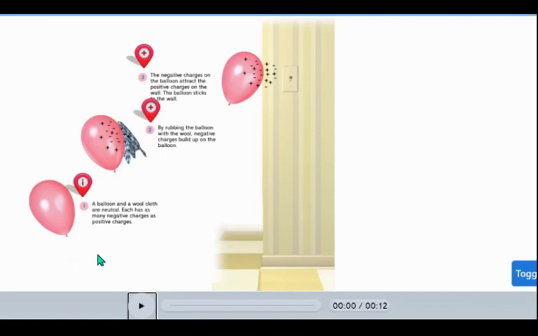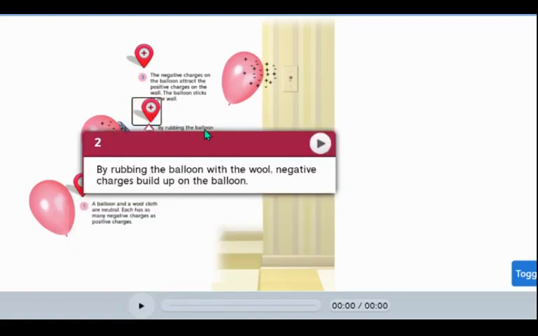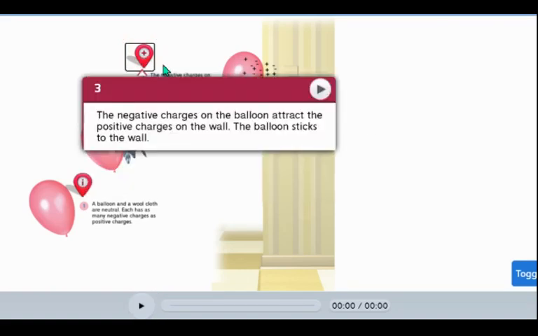Let's take a look at this example of this balloon and go through the steps of what happens as you create electrical charge on a balloon. A balloon and a wool cloth are neutral. Each has as many negative charges as positive charges. By rubbing the balloon with the wool, negative charges build up on the balloon. The negative charges on the balloon attract the positive charges on the wall. The balloon sticks to the wall.